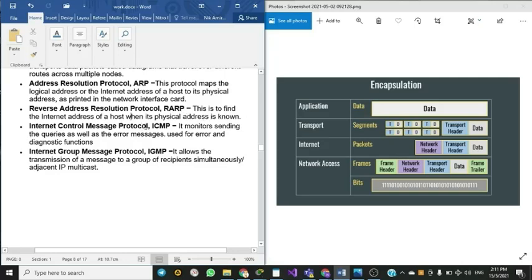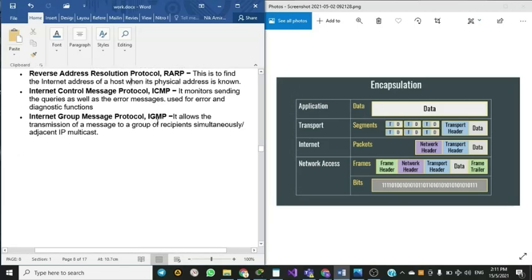Internet Control Message Protocol (ICMP) monitors the queries as well. It sends error messages used for error and diagnostic functions. This will interact with the application layer. Internet Group Management Protocol (IGMP) allows the transmission of a message to a group of recipients simultaneously, like a multicast.